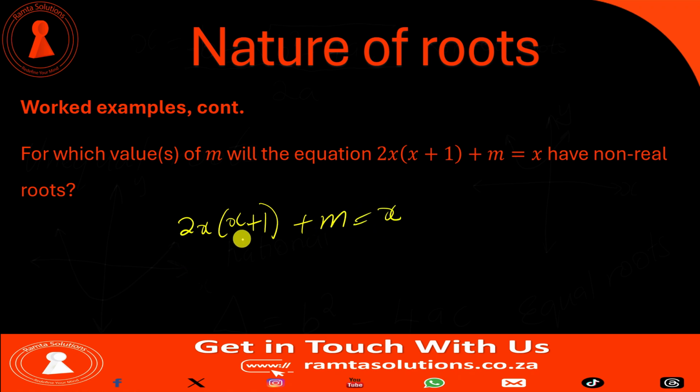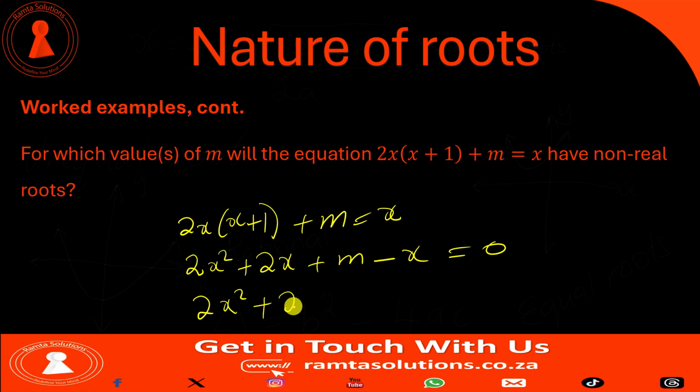Let's proceed. This will be simplifying. 2x times x will be 2x squared. 2x times positive 1 will be plus 2x, plus m, minus x equals 0, isn't it? So check what you have here. Further simplification: 2x squared plus, not 2x, but rather x, because 2x minus x is x, plus m equals 0.